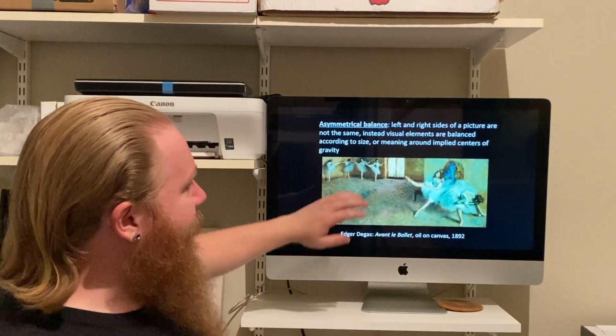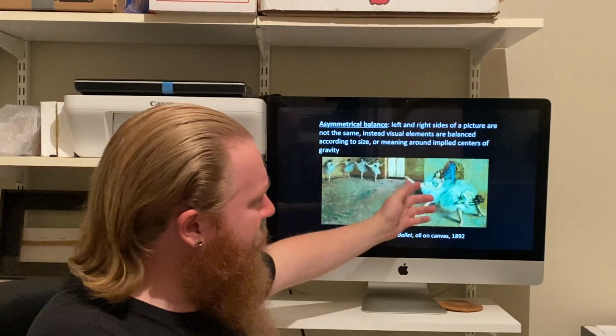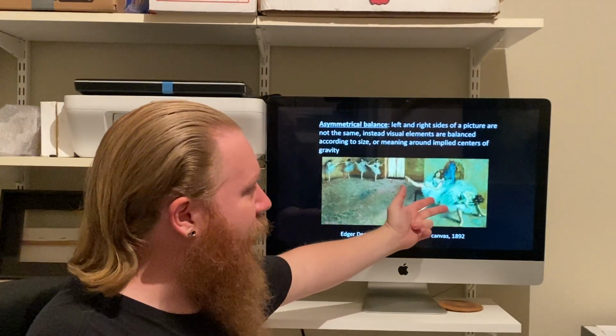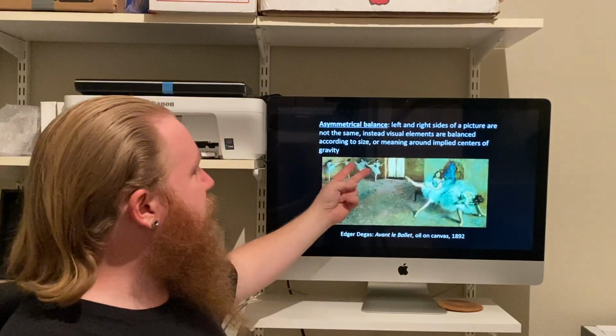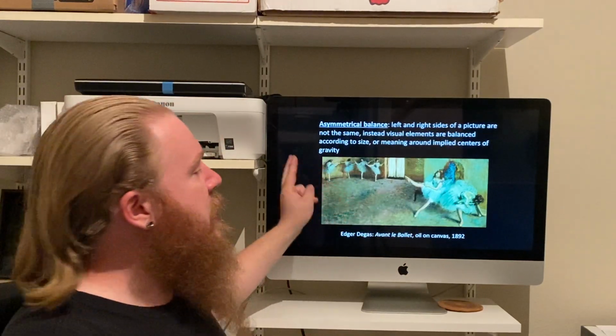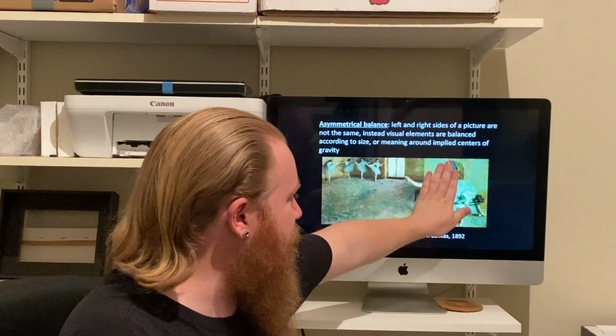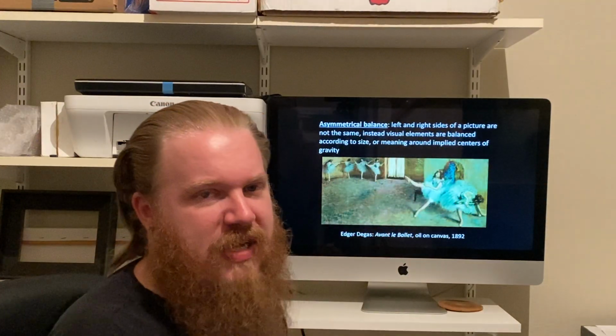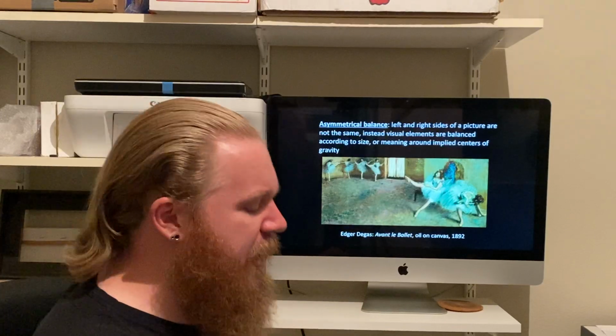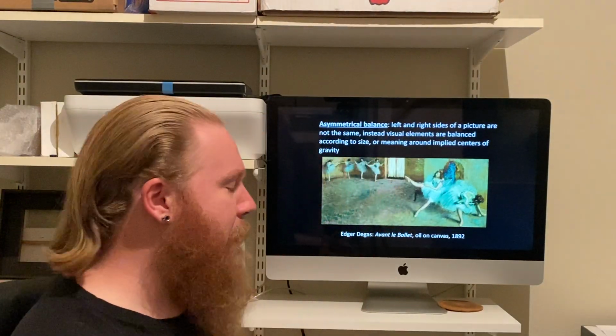So Degas has masterfully balanced out our major focal point of these two ballerinas with the addition of these four on the left. And vice versa, if these two weren't here and the chair they're sitting on wasn't, we would have no reason to look at this half of the painting. So once again, this is a very exaggerated example of that.